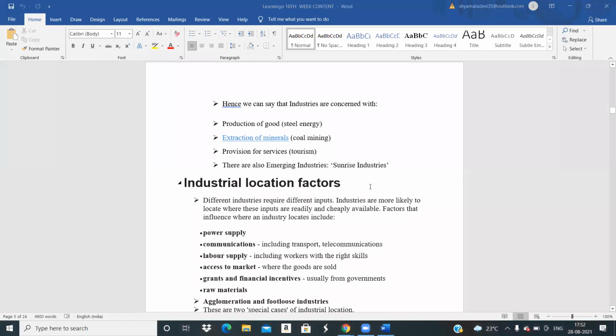So suppose an industry has to be set up in a particular area, what are the important factors that the industrialists look for? First is power supply, because without power, it is not possible for industries to function. Second one is communications. That means you require transport, you require communications also.